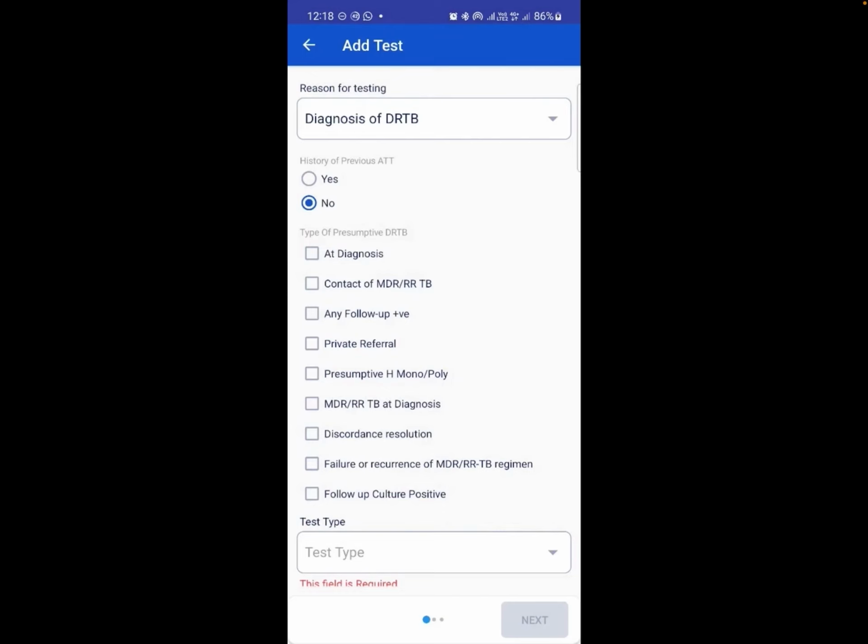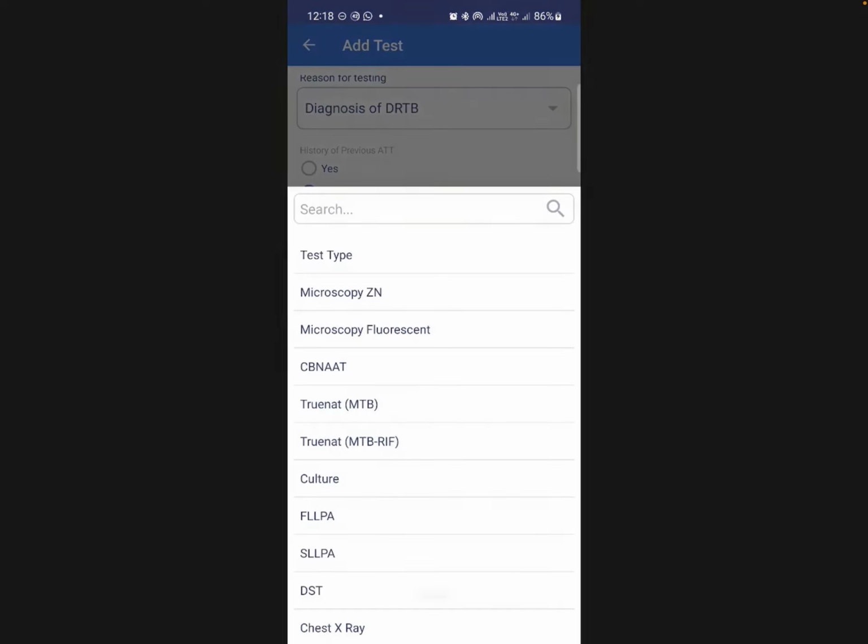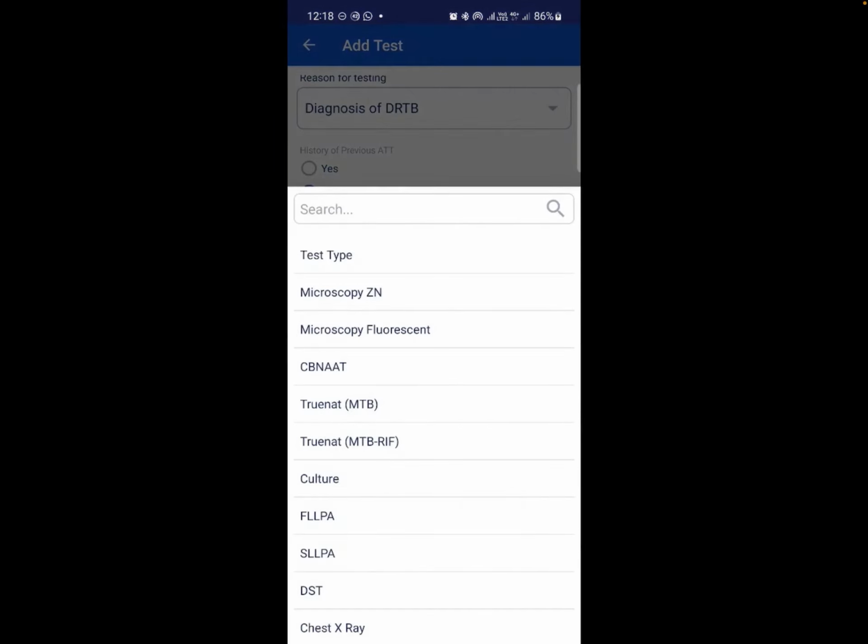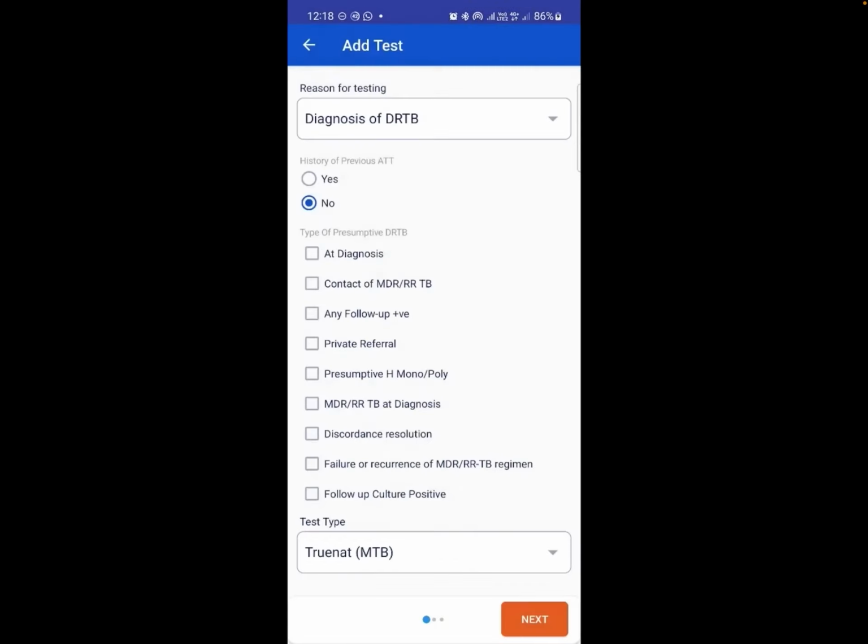Then the test type. Here you can see microscopy ZN, fluorescent, CBNAT, TrueNat. For TrueNat you have to do entry two times. For CBNAT you do a single entry. But for TrueNat you use two chips, the MTB chip and the MTB RIF chip. So once the MTB test is done, you make a separate entry, and once the RIF results are available, you make another separate entry. We have done the MTB test, so we have selected MTB.